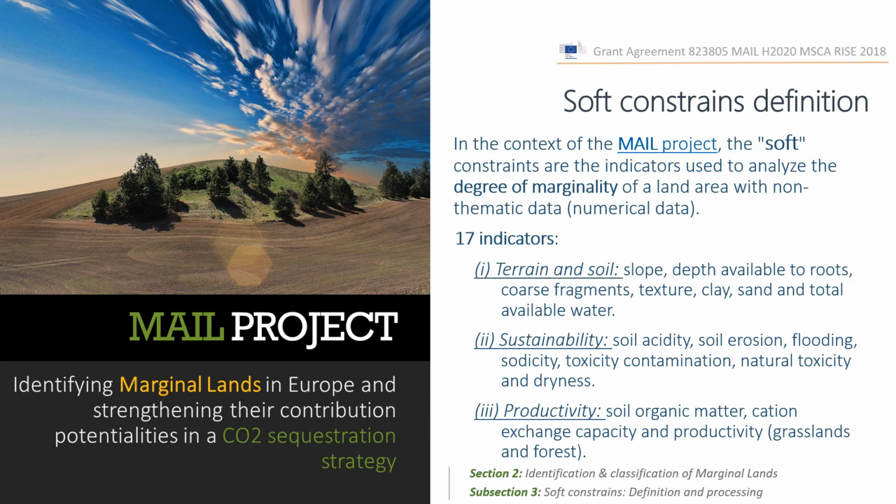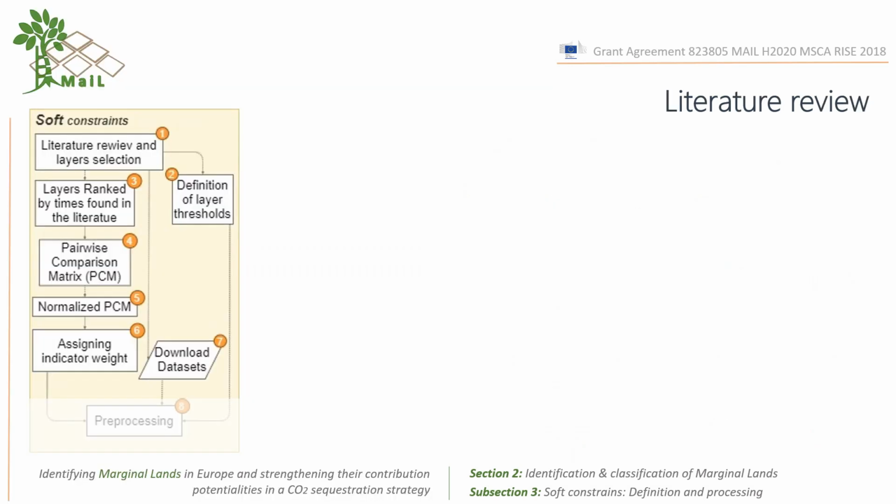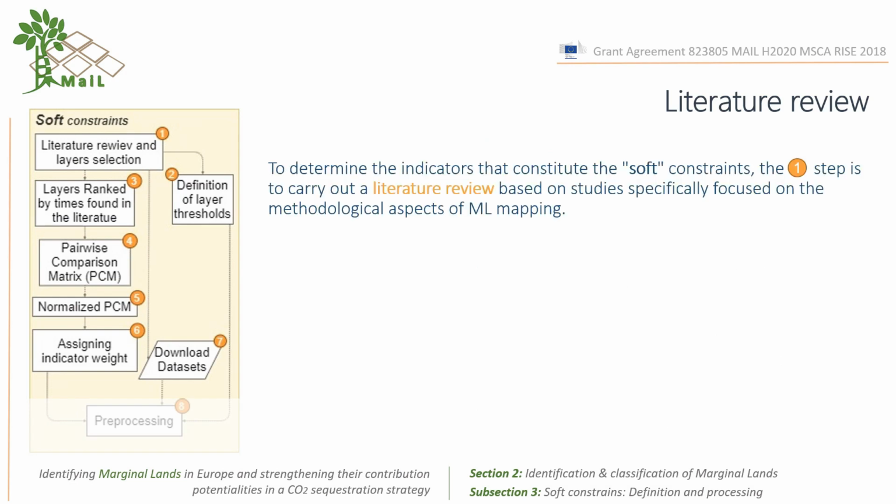Other indicators related to soil sustainability were soil acidity, soil erosion, flooding, toxicity contamination, natural toxicity, and dryness. And also some indicators related to productivity, including soil organic matter, capture sink capacity, and grassland or forest productivity. In the left margin of this slide, you can see the workflow that we had followed in the section and that we will review point by point.